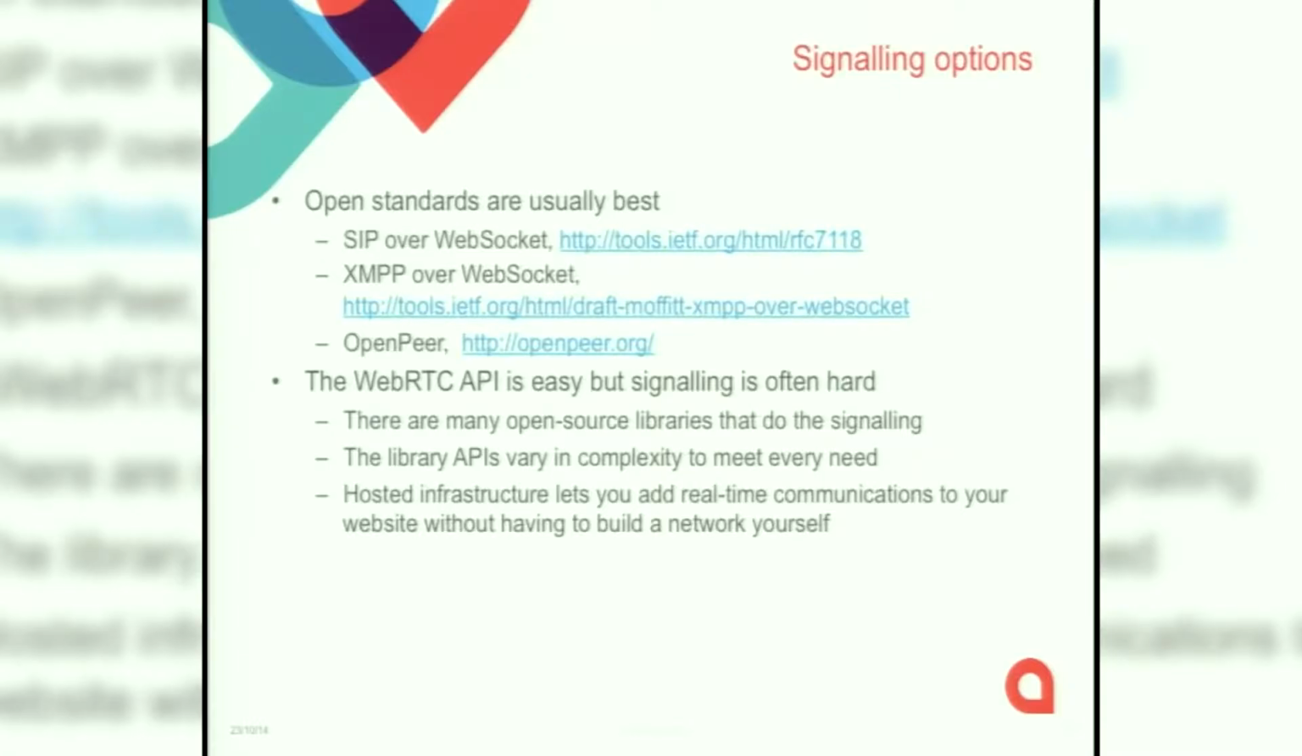Now, when we talk about signaling options, there are so many, even standardized ones. And standards are usually best. So the three big ones I would consider out there today are SIP over WebSockets, XMPP over WebSockets, and OpenPeer. The WebRTC API is easy, but signaling is often hard. Now, don't get me wrong, I'm not saying WebRTC itself is easy. What's in that library that Google have open sourced for all of us is phenomenally complicated. But because Google have provided that to us, we don't have to worry about it. We now have an easy API. The media is easy. But all of the signaling is still out there, and it's hard.